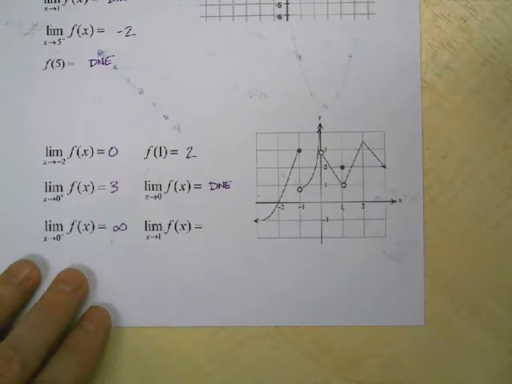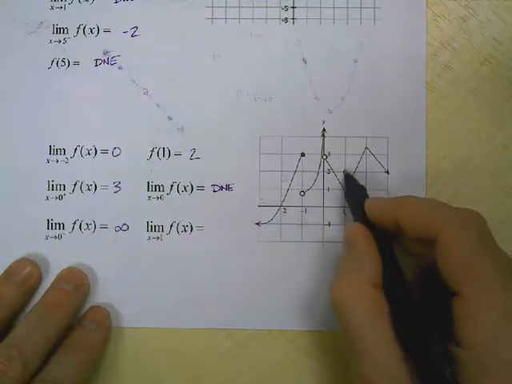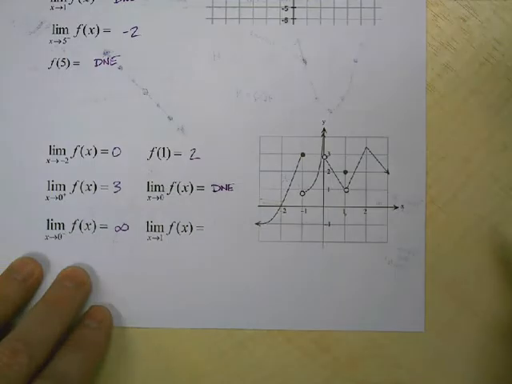And finally, limit as I go to 1. Actual value at 1 was 2, but what was my intention as I was going to 1? Very good. You got it. That's it. Alright.